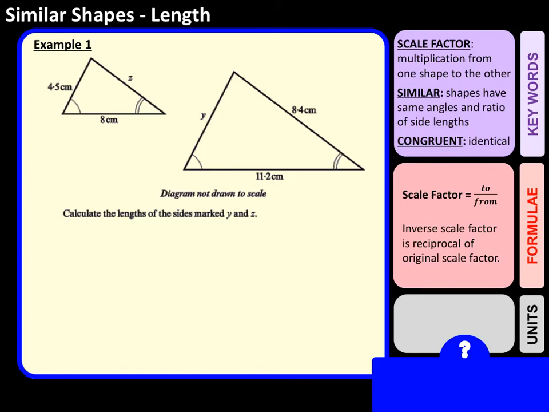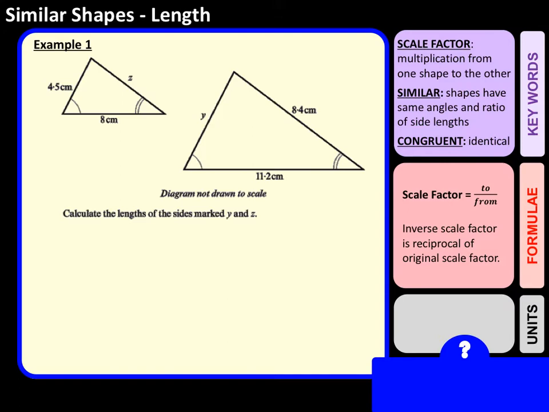Okay, so here we've got 2 similar triangles, and the reason that we know that they're similar is because they've marked that this angle equals this one, and this angle equals this one. And because of the fact that angles in a triangle add up to 180, if 2 of them are the same, that means the last one is the same as well.